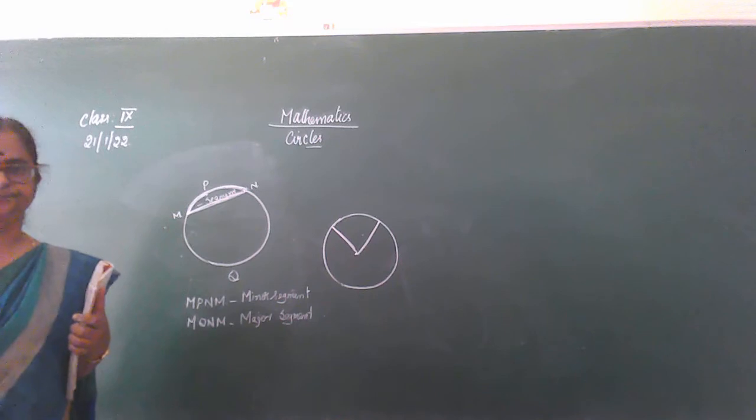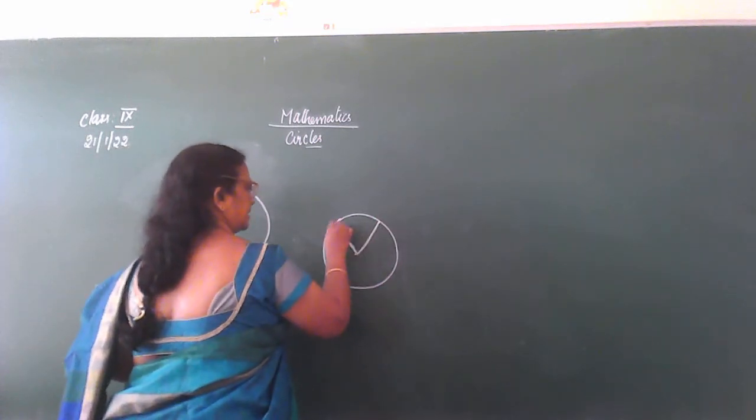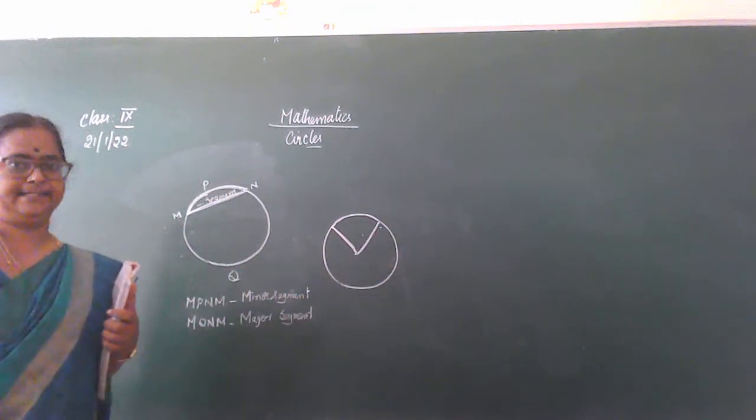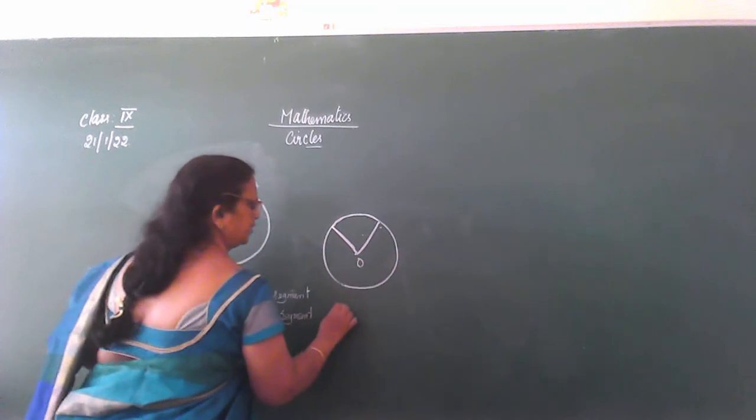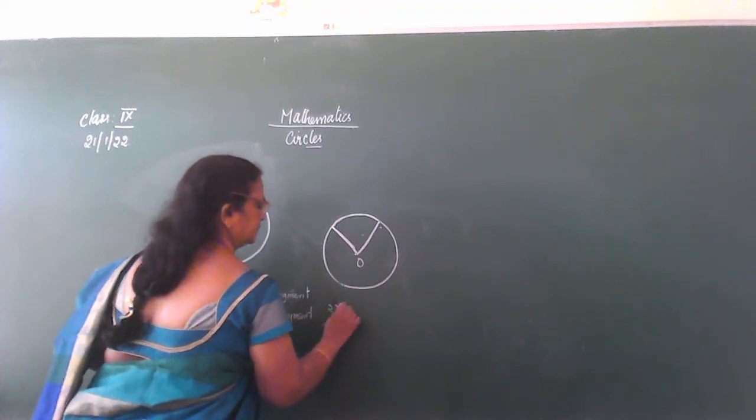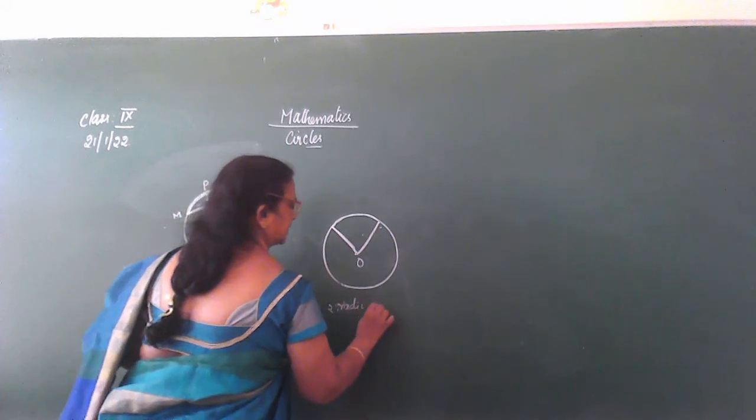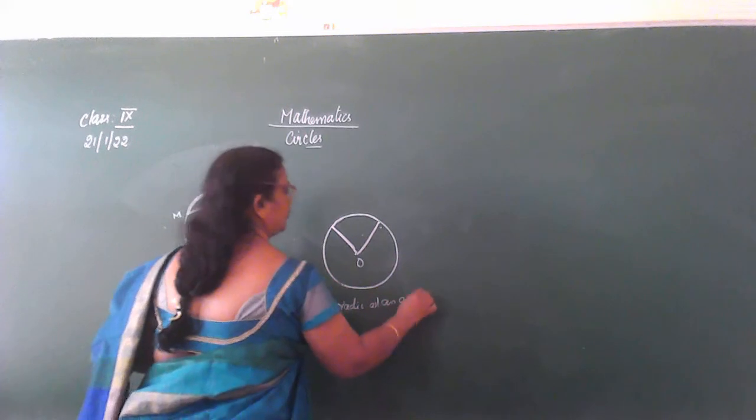Sector. Two radii and an arc. So usually we will say radii, isn't it? So the region between two radii and an arc, you will get a sector.